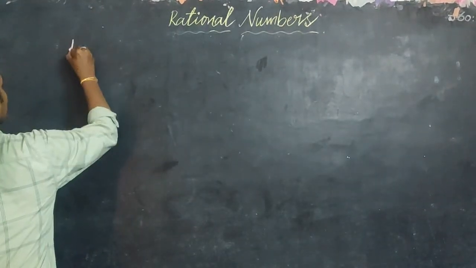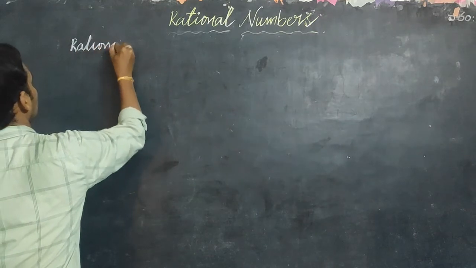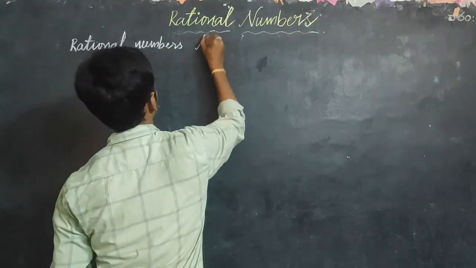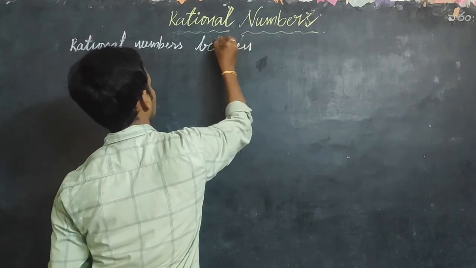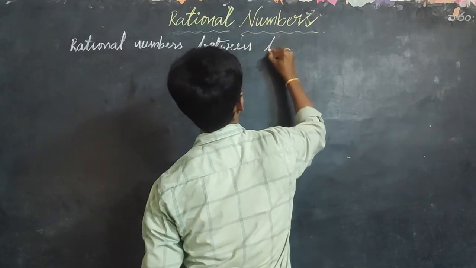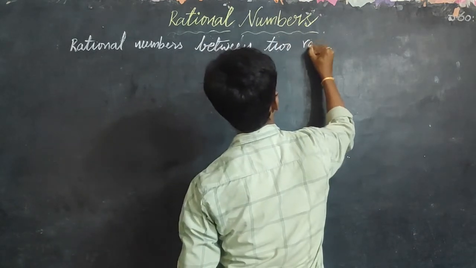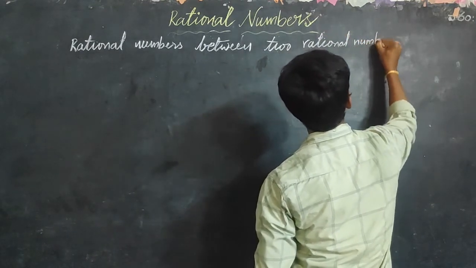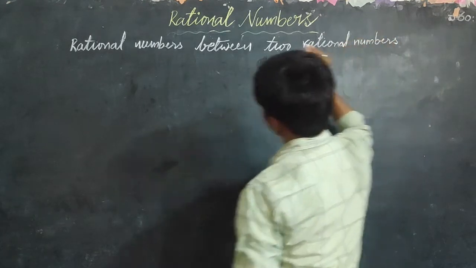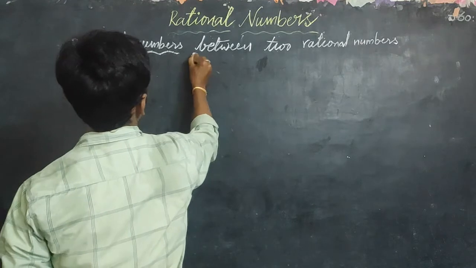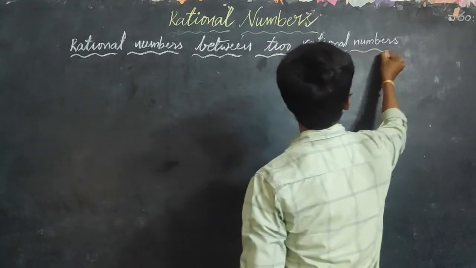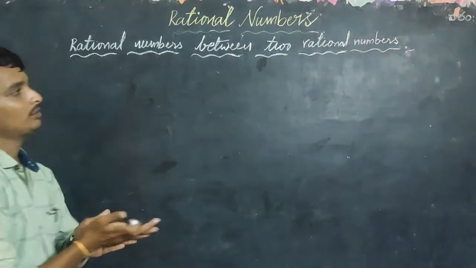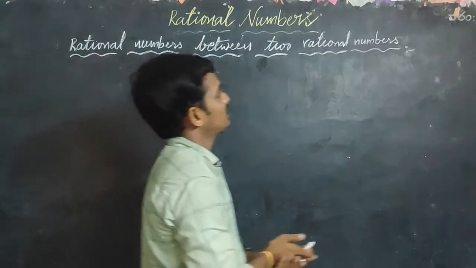The next topic is rational numbers between two rational numbers. I think we have left this topic in the 9th, yes? Okay, once again we will learn this. Now the question: the rational numbers between two rational numbers.